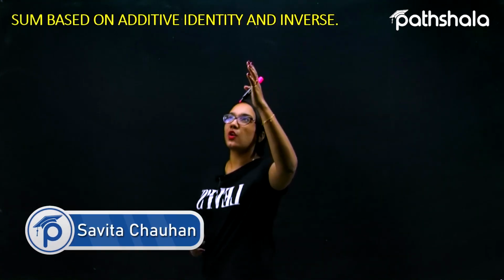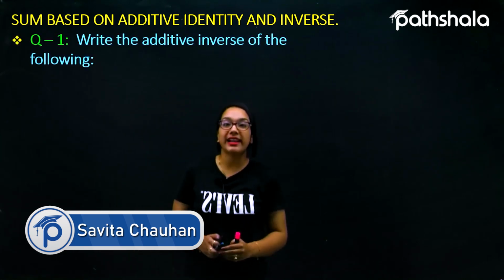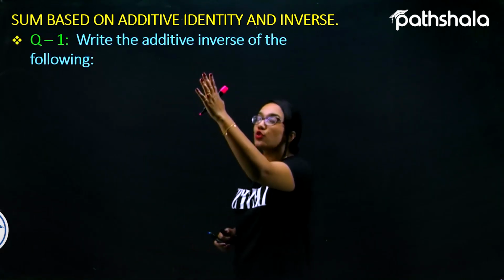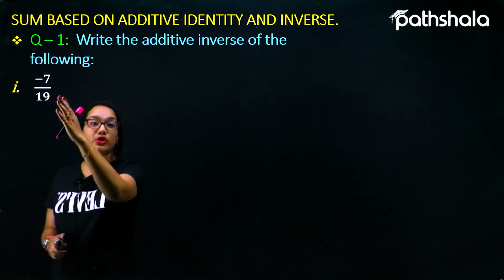Let's just move on further towards the sums which are based on the additive identity and inverse. So question number 1 says, write the additive inverse of the following. For the first particular fraction, we have to write the additive inverse of this particular number.